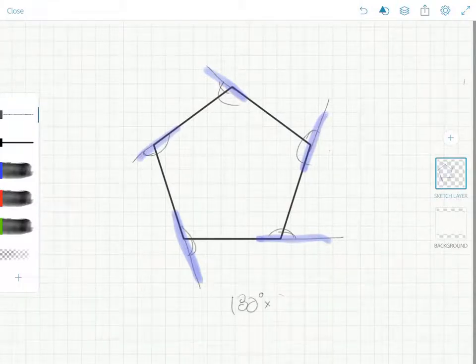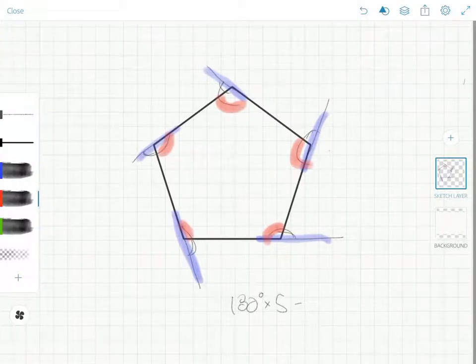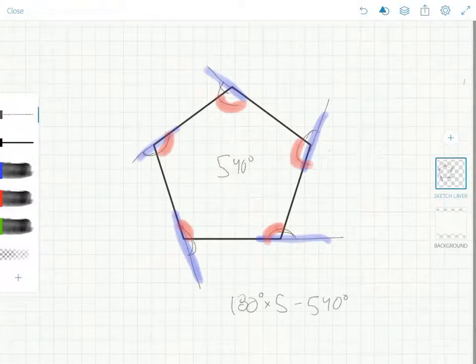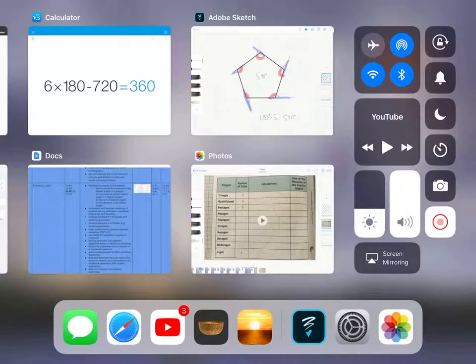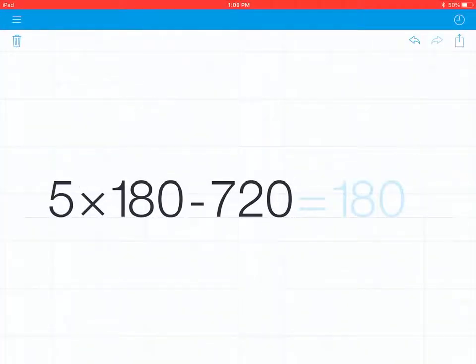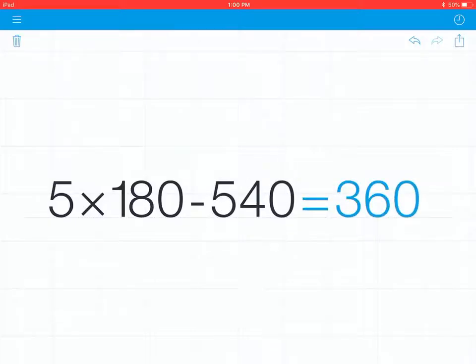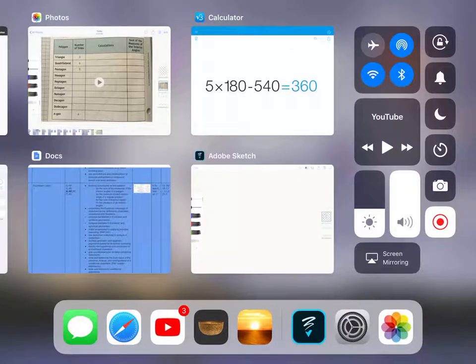180 degrees times 5. But we need to subtract off all of this interior angle stuff here because we're only counting the exterior angles. And what we learned in the previous video was that the interior angles of a pentagon will add up to 540 degrees. So we will subtract off 540 degrees, and 180 times 5 minus 540, interesting, is also 360 degrees.